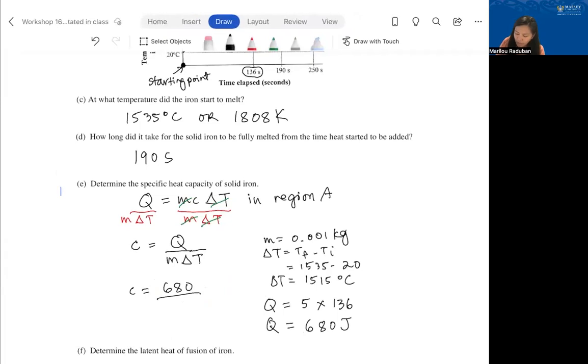680 divided by 0.001 times 1515, giving you 449 joules per kilogram Celsius or Kelvin. Because it's a change in temperature, Celsius is the same as Kelvin. Cool.